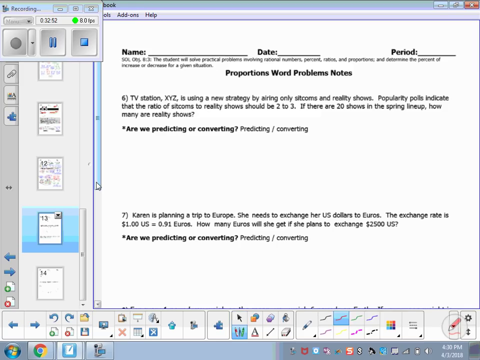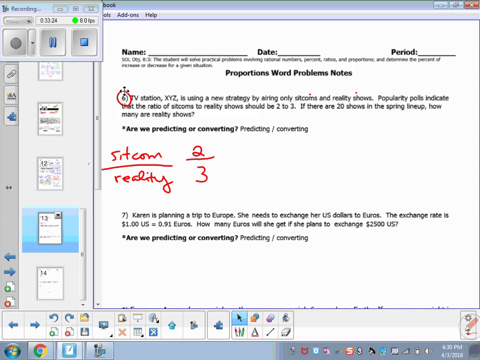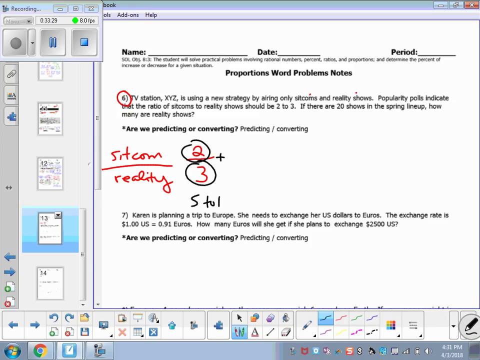So we've got this new station, and they're only going to be airing sitcoms and reality shows. Popularity polls indicate that the ratio of sitcom to reality should be 2 to 3. First, ask yourself, how many total shows is the network airing if they're going to have 2 sitcoms for every 3 reality shows? Once again, we add 2 plus 3 to get 5 total shows.